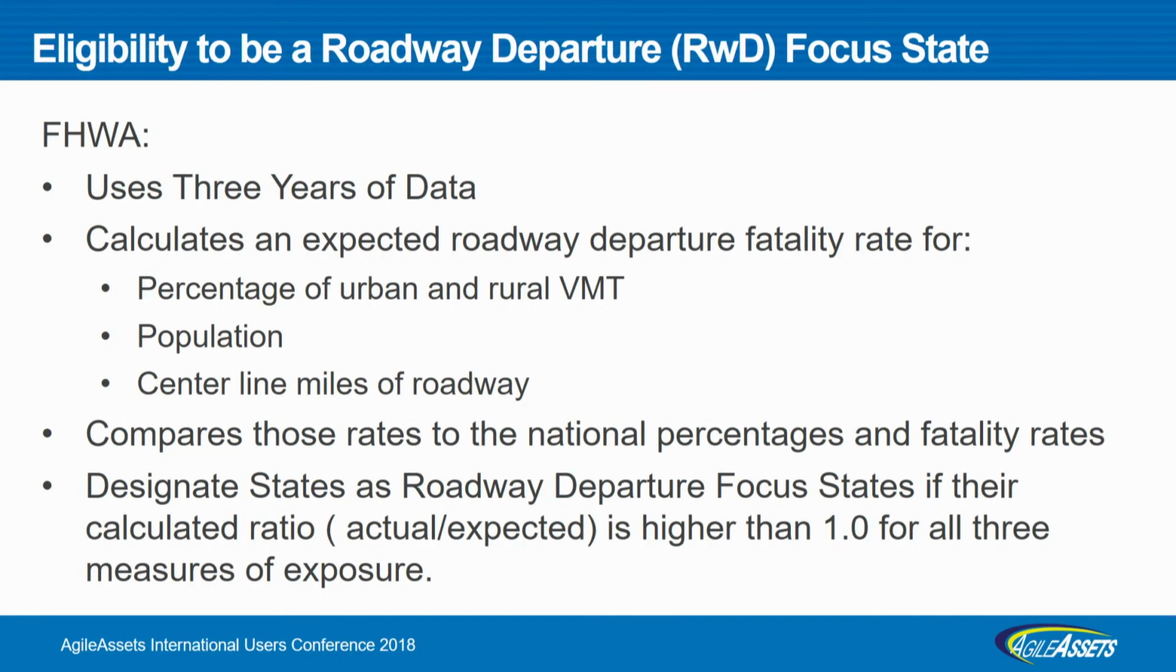So to determine who could be a focus state, FHWA utilizes 3 years of data, and they calculated the expected roadway departure fatality rate under 3 categories. They use a percentage of urban and rural VMT, your population, and centerline miles of road. Then they compare those rates to national percentages and fatality rates, and if your actual versus expected ratio is higher than 1.0 for all 3 of those, then you qualify to be a focus state for roadway departure.